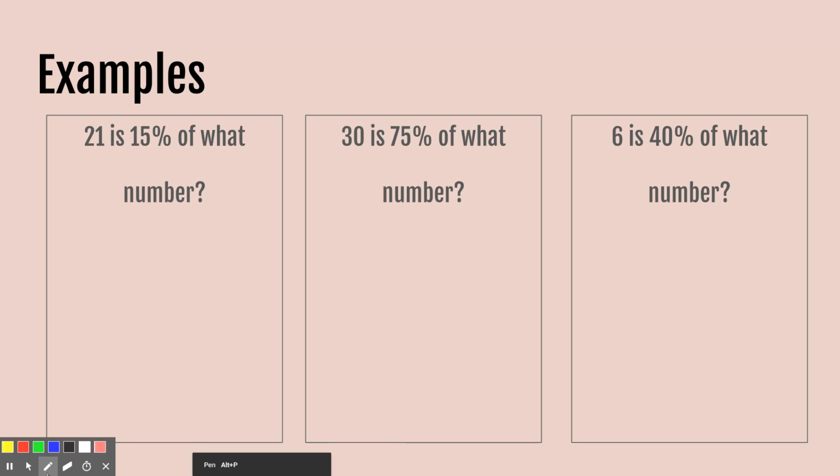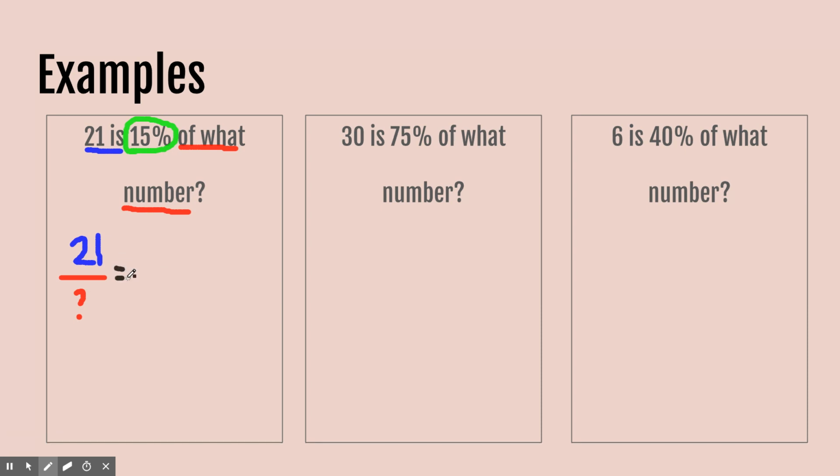So if I look at this, it says 21 is, meaning 21 is a part of what number? It's 15%. So here's my percent. That's always easy because it has the percent symbol. And then of what number? So I basically want to know what part is 21 of some number that is equal to 15%. So when I set this up, my part is going over my whole. I don't know what my whole is right now, so that's what I'm going to figure out. And remember, my percent always goes over 100 because the whole representation of a percentage is 100%. So 15 will go right there.